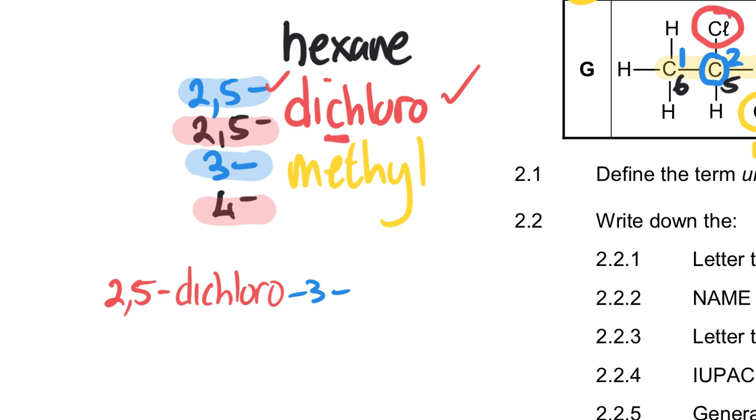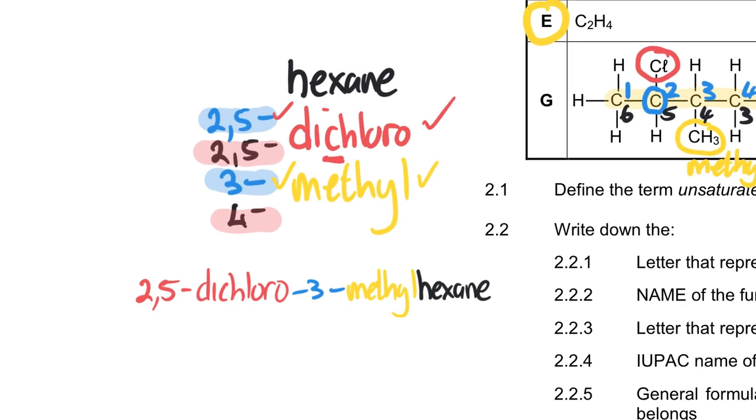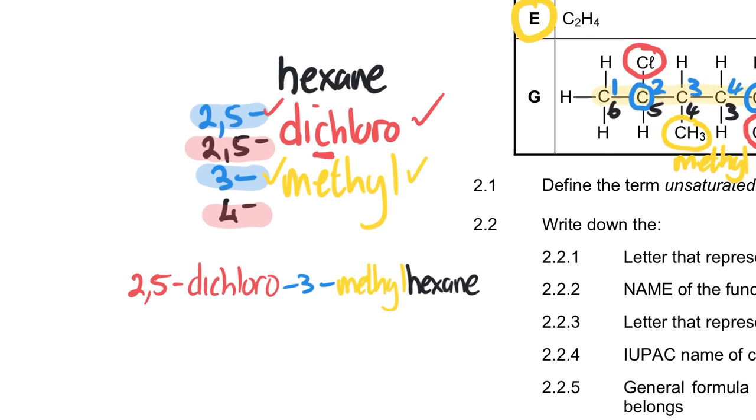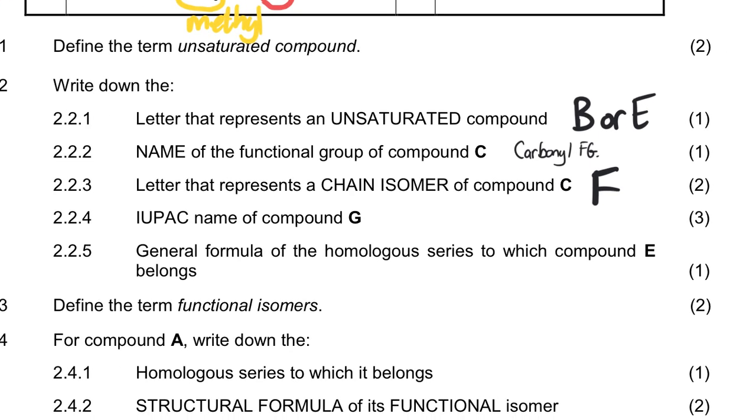3-methyl. Just stick with my color convention. 3-methyl. So there we go. And then we put the name of the carbon backbone, hydrocarbon backbone, at the end. So it's 2, 5 dichloro 3-methyl hexane. And if we look at the mark allocation, it's 3 marks.